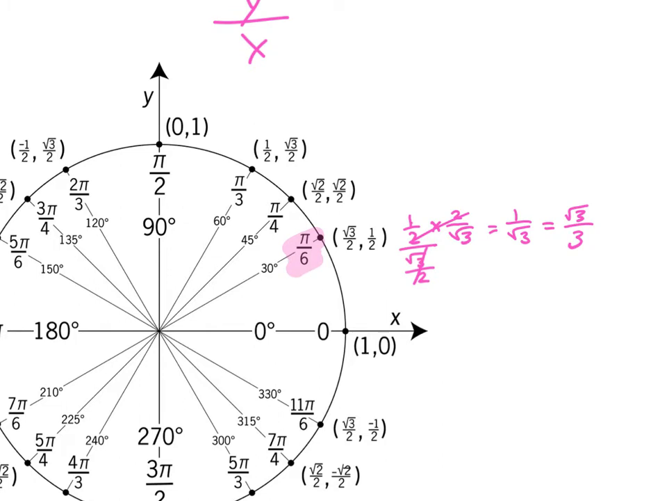Let's try pi over 4. So we have square root 2 over 2. What's square root 2 over 2 over square root 2 over 2 going to be? 1, because it's the same thing over itself. So this is just 1. So that doesn't work, and let's try the top one. So we have square root 3 over 2 over 1/2. Keep, change, flip. So this would be square root 3.